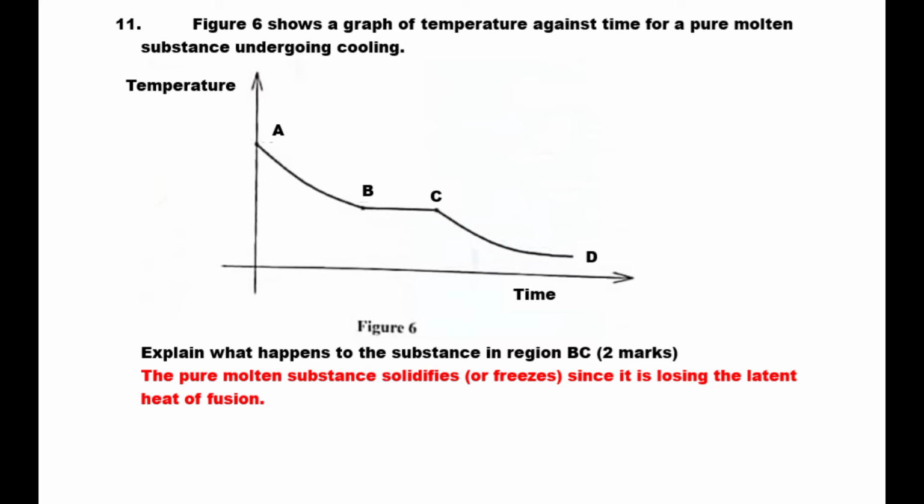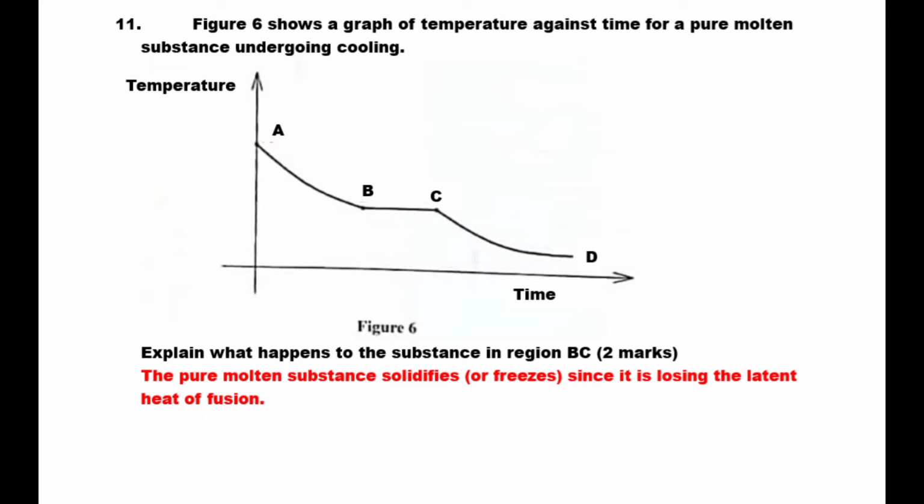Question 11. Figure 6 shows a graph of temperature against time for a pure molten substance undergoing cooling. We have temperature against time. Explain what happens to the substance in region BC.